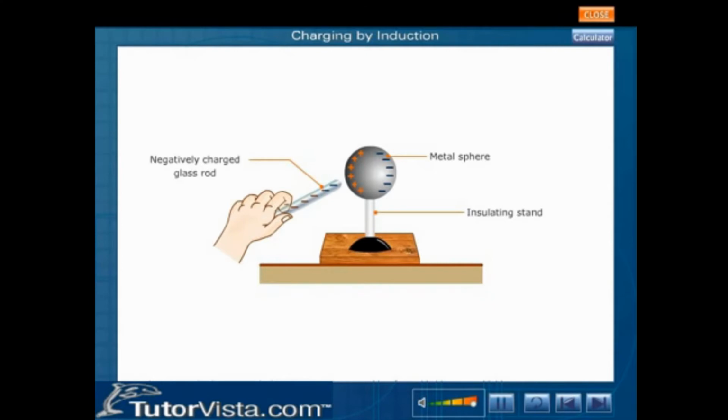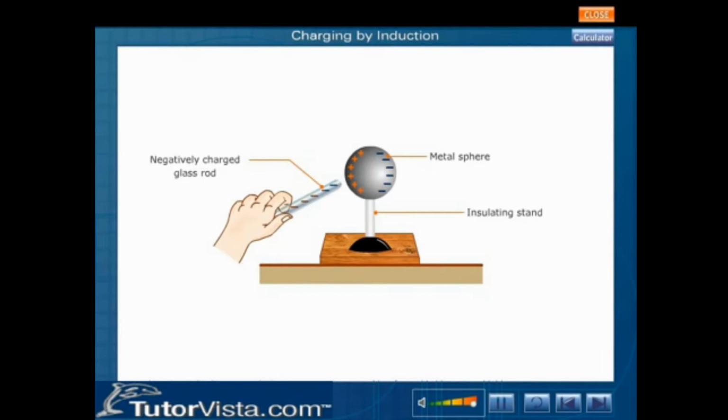away from the rod. The charges cannot escape from the sphere because the supporting stand and the surrounding air are insulators. Thus we see that there is excess of negative charge on the side away from the rod and deficit of electrons on the side nearer to the rod. These charges are called induced charges.